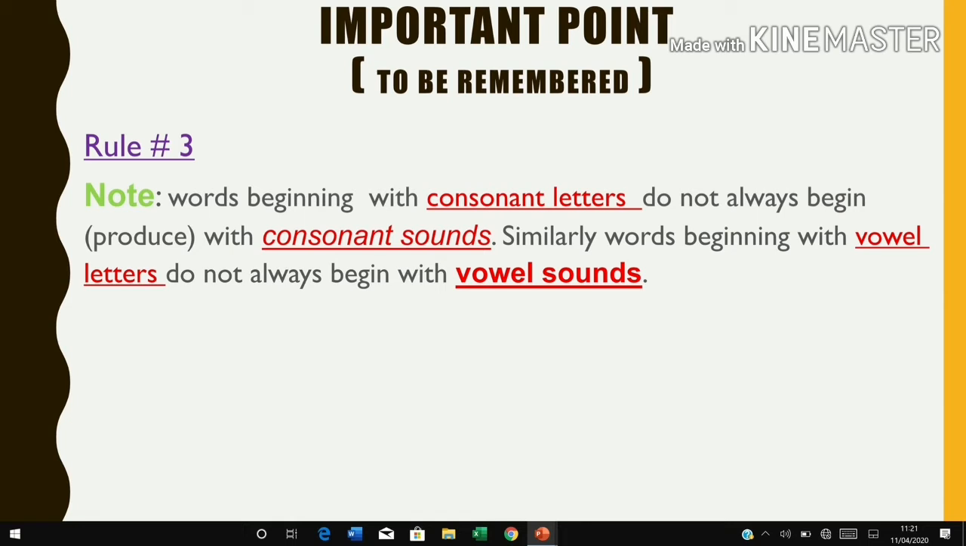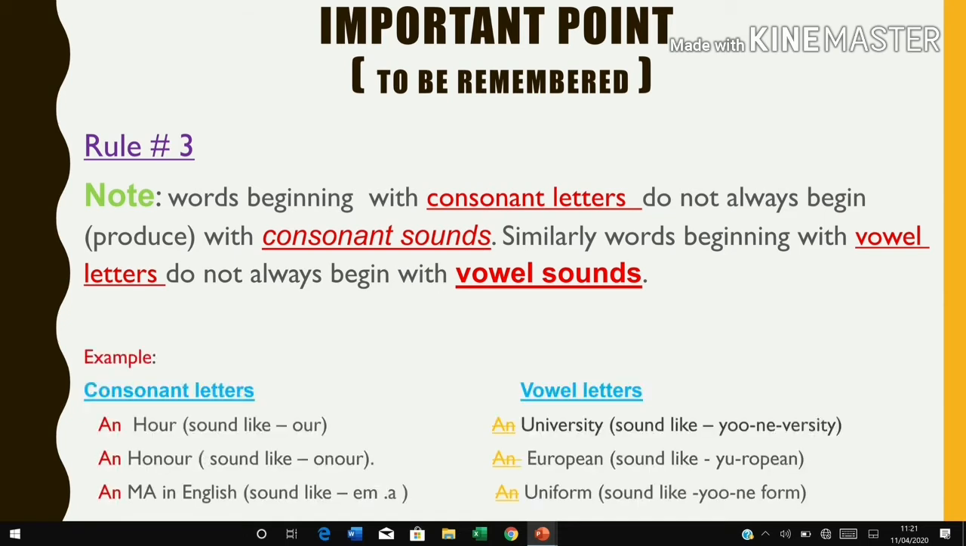Be careful, girls. Words beginning with consonant letters do not always begin with a consonant sound. Okay. Similarly, words beginning with vowel letters do not always begin with a vowel sound. For example, here are a few examples on our screen. Let's concentrate here on consonant letters. The consonant letters here are H, R, H, and M in the words hour, honor, and MA in English. So the first letters of these words are consonant letters.